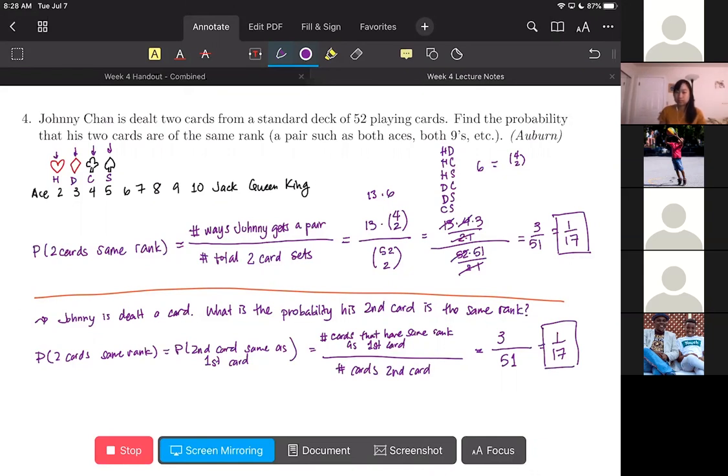Wait, but I have a problem with the first one. Since here you said he's dealt a card, it will be left with 51. And in the first one, since he's dealt 2 cards, wouldn't it be left with 50?